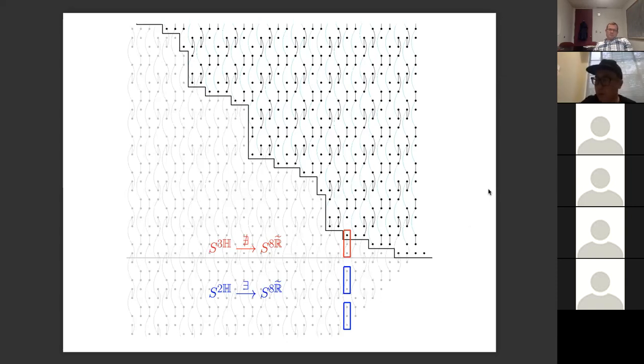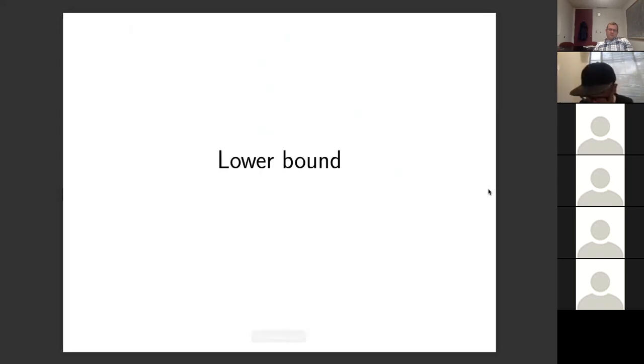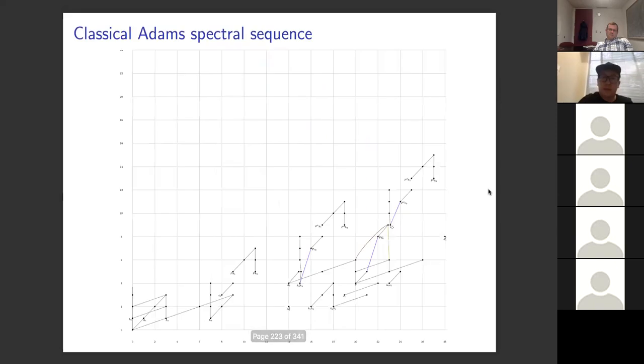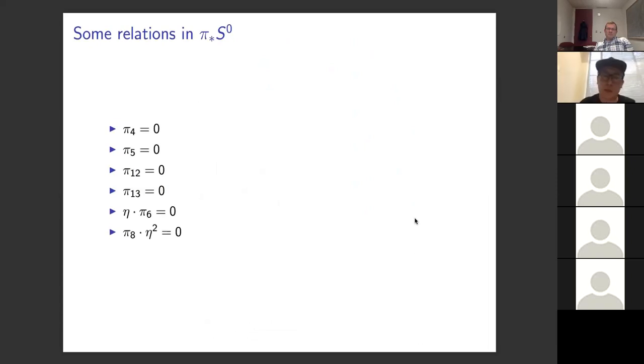So for the remaining time, I'm going to say something about the lower bound part of this proof. One key ingredient is the low-dimensional non-trivial stable homotopy of spheres, and that's the classical Adams spectral sequence picture for it. I will not explain what that means, but the point here is you can read off relations from this picture. For example, these are really low stem relations. In particular, many of the stems are 0, or some relations are 0.